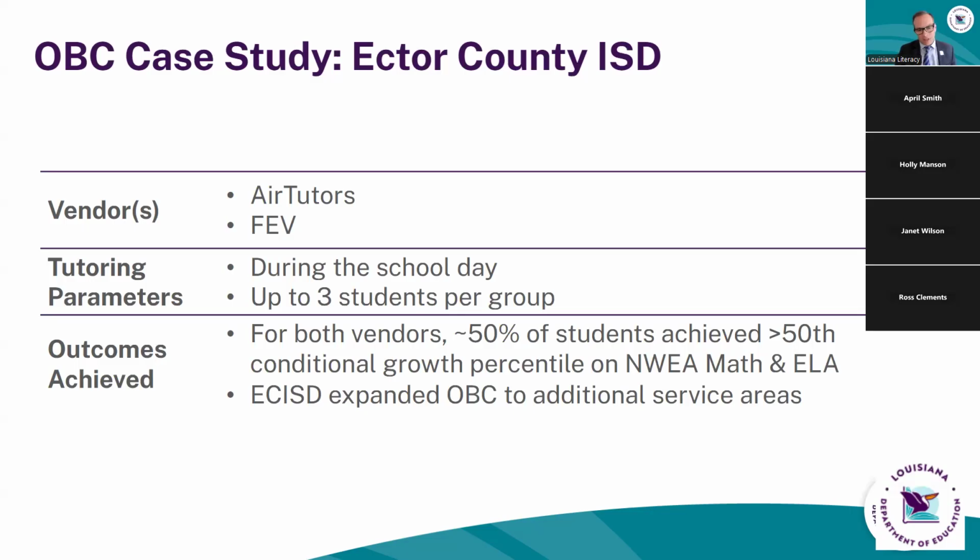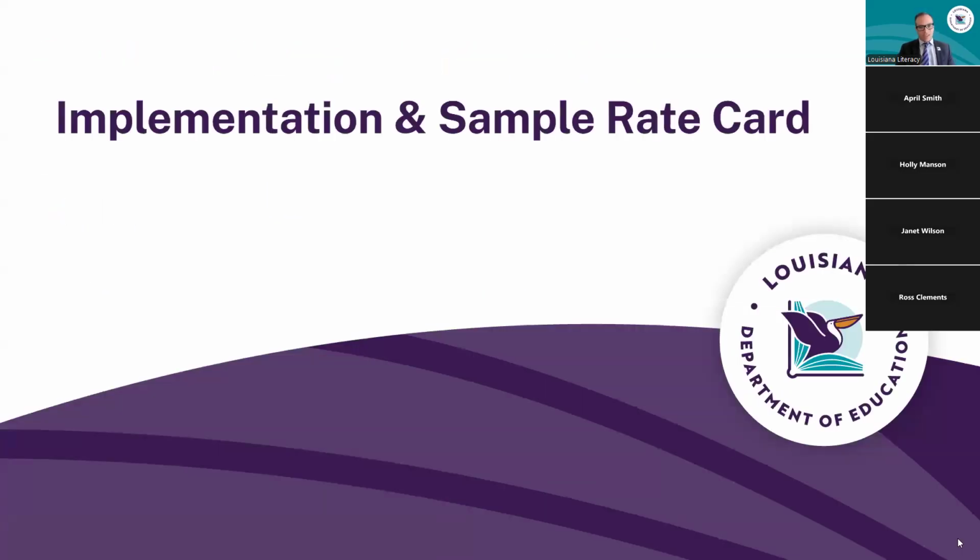These examples show that OBC can be implemented in different ways, but the core idea is the same. Tying payment to outcomes improves results. All right, we'll now move into what steps are involved in OBC implementation and examine a sample rate card.